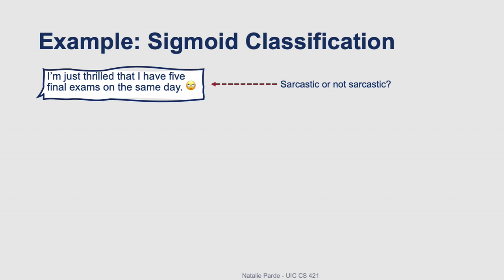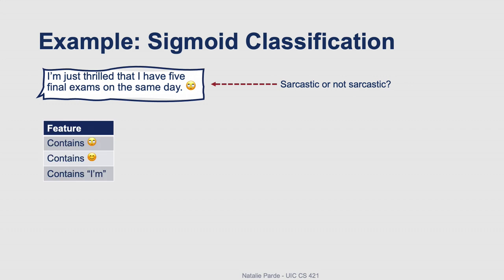We can work through a case example now to see what sigmoid classification would look like in action. Let's say we have a binary sarcasm detection classifier, so we're trying to decide whether a given input is sarcastic or not sarcastic. We have a small set of features that we're checking for. So for our input instance, we'll be checking to see if it contains the rolling eyes emoji, the happy emoji, and the unigram I'm. We're also assuming at this point that we're working with a model that has already been trained. So we have learned classifier weights of 2.5, negative 3.0, and 0.5 for our respective features.